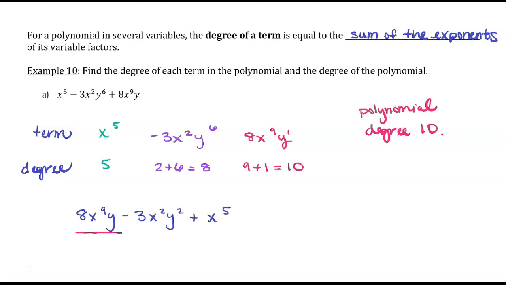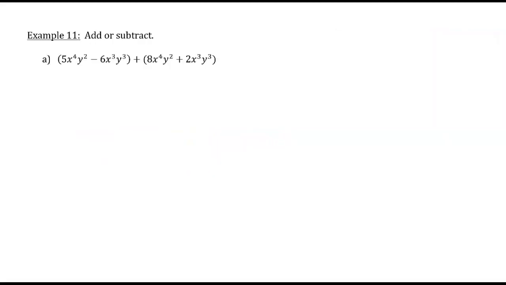Let's go on to our final example. In this last example, we're going to add these two polynomials with multiple variables. We need to identify like terms. Notice our first term. We have 5 times x to the fourth y squared. Any like terms will also have x to the fourth and y squared, like 8x to the fourth y squared in the other polynomial. We also have negative 6 times x cubed y cubed. Any like terms would need to have x cubed and y cubed, which we have with this term of 2 times x cubed y cubed.